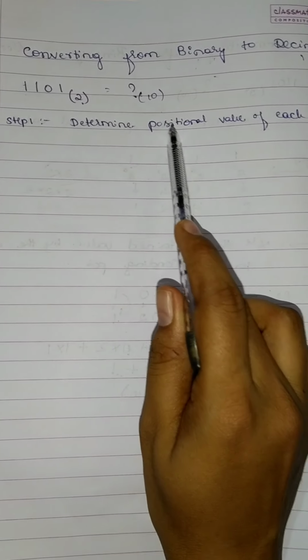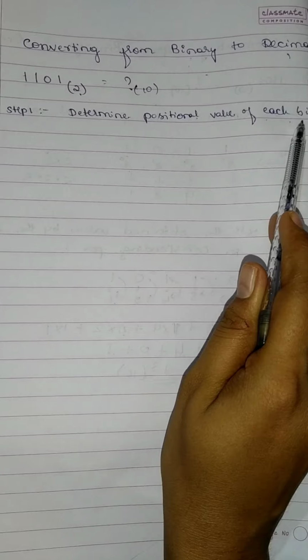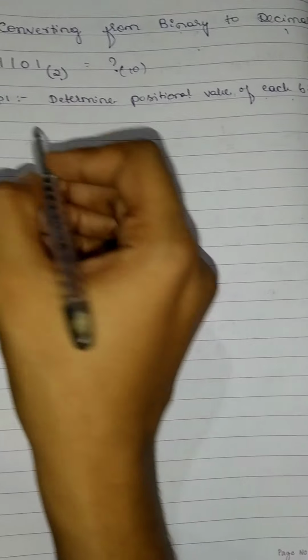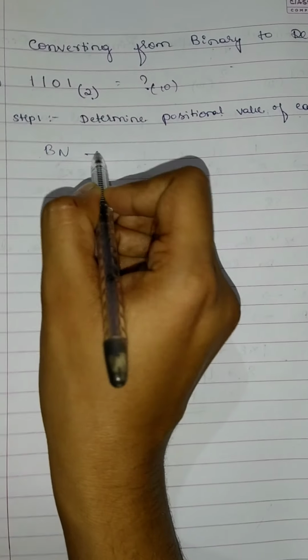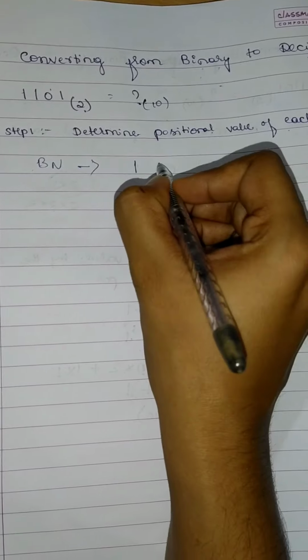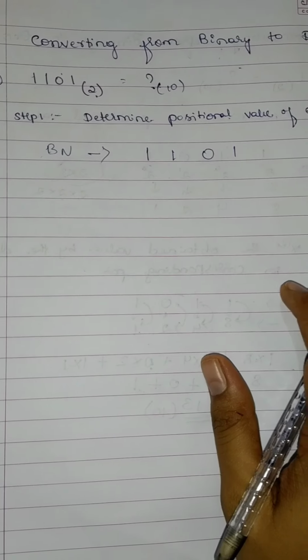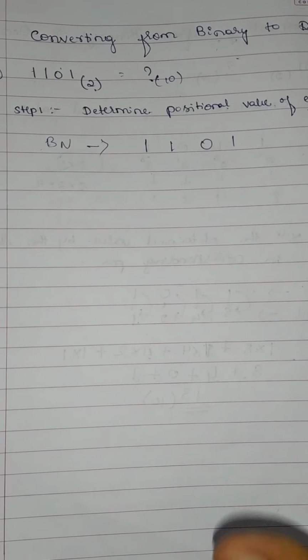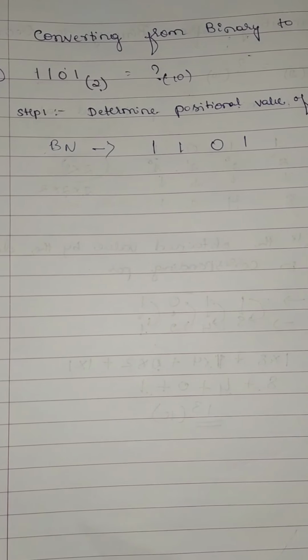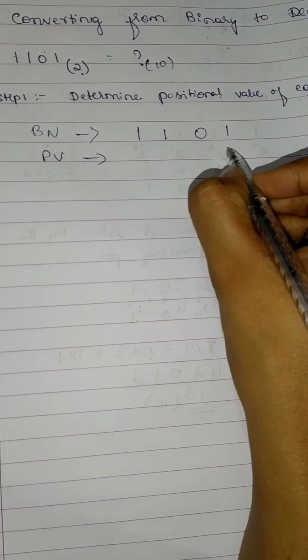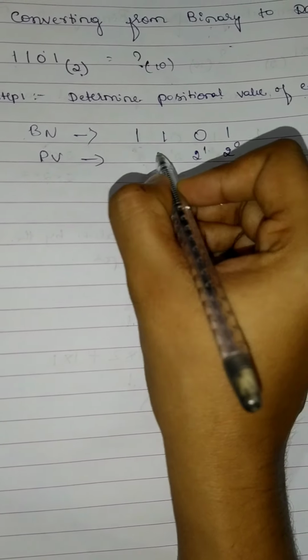First we have to determine the positional value of each bit. Each bit is nothing but these binary digits. First we write down the binary number, which is 1101. Then we need to find the positional value. Since we are dealing with binary, the base or radix is 2, so we give the positional values as powers of 2: 2 power 0, 2 power 1, 2 power 2, then 2 power 3.